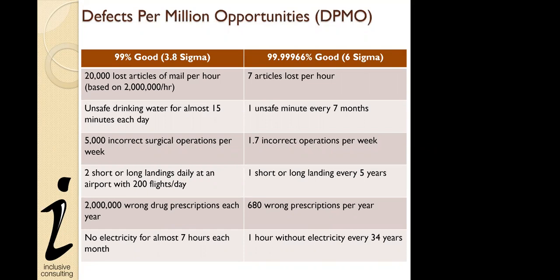Now, yes, even though the difference in achievement looks very small in terms of percentage, that you're only going from 99% to 99.9997%, it's only a 0.9997% improvement. That should not take long.